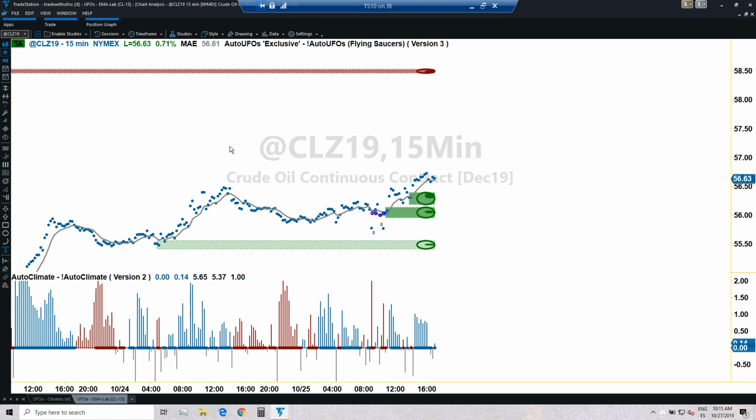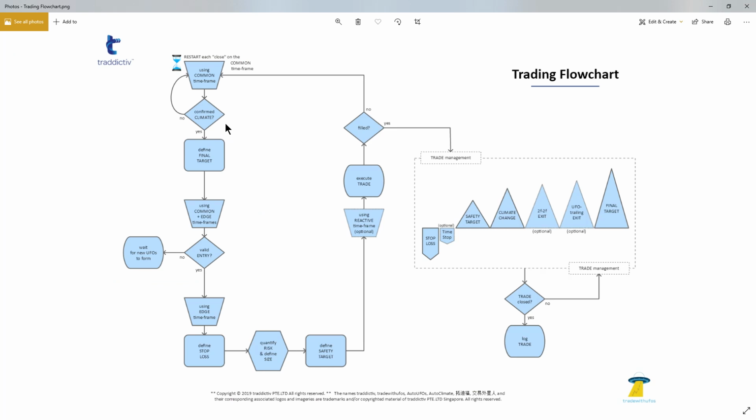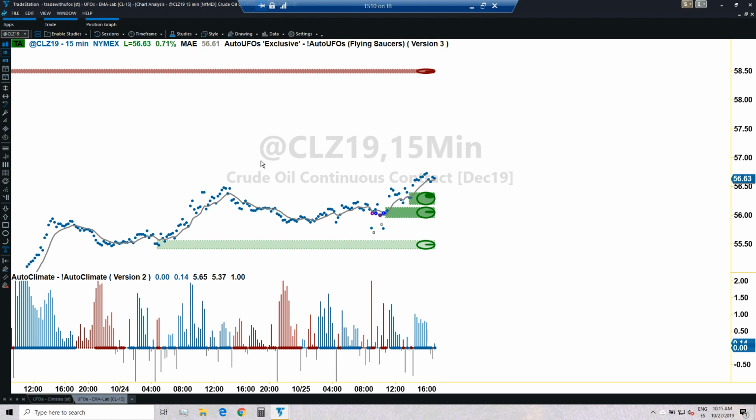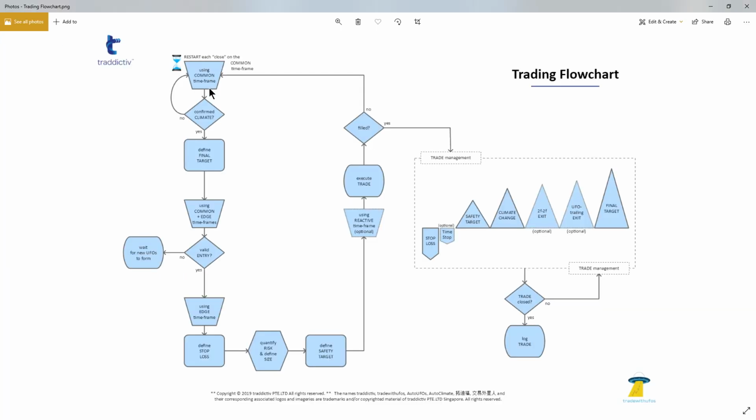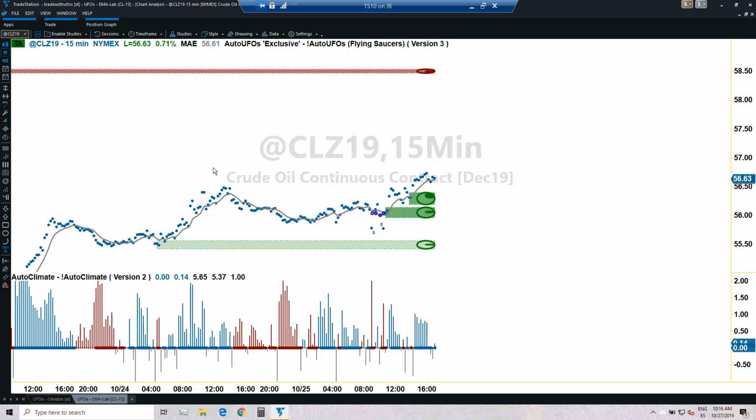So step two, look for the final target. How do we do that? We activate AutoUFO to the same 15-minute time frame. Same common time frame to look for the target. This is a change from today. Make sure you understand that.